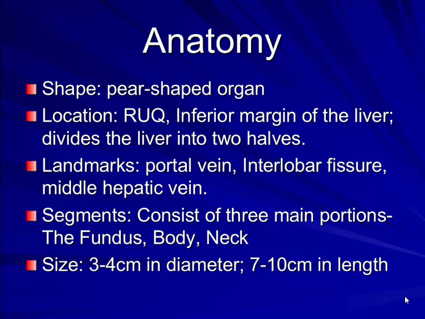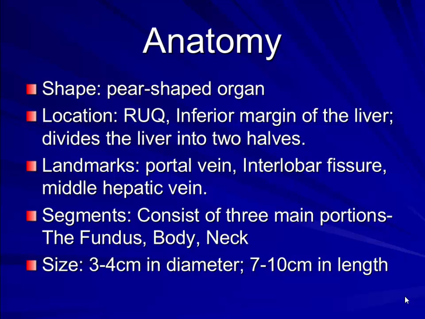The gallbladder is a pear-shaped organ you would find in the right upper quadrant, just at the inferior margin of the liver. By its location, it divides the liver into two halves. The major landmarks we can use in identifying the gallbladder are the portal vein, interlobar fissure, and middle hepatic vein.